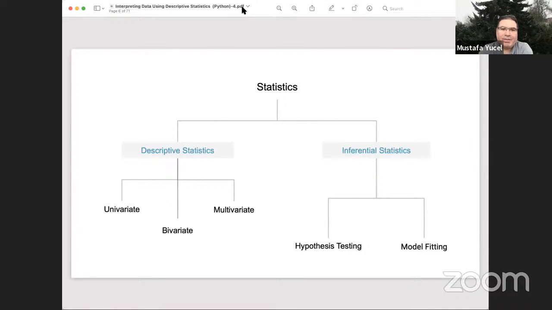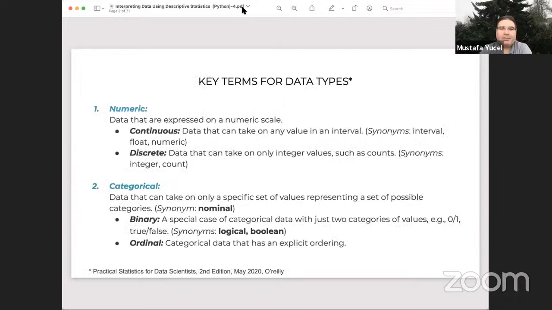Here, we will see a little more detail. In descriptive statistics, we will deal with univariate, bivariate, and multivariate descriptions or points of view of data. In inferential statistics, we will deal with hypothesis testing and model fitting, which we will not cover today. And then here we will start with key terms for data types. If we deal with data, first of all, we need to understand what the types of data are. These are simply in two categories: numeric data types and categorical data types.